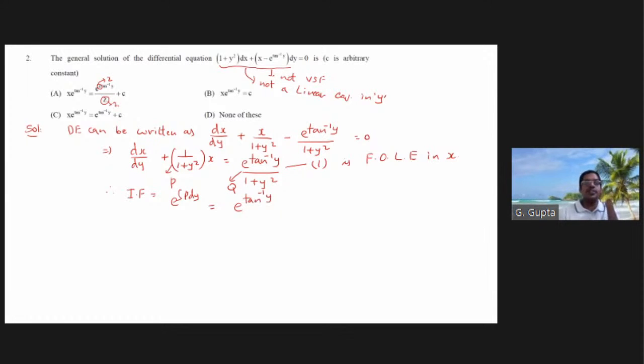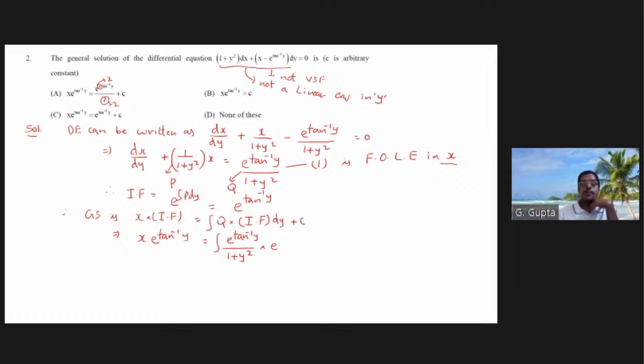So after finding IF, the general solution, that is GS, because it is a linear equation in x, is x into IF is equal to integral q into IF, integrating with respect to y, plus c. So that means x times e to the power tan inverse y is equal to integral of q, that is e power tan inverse y upon 1 plus y square, into IF e power tan inverse y dy plus c.